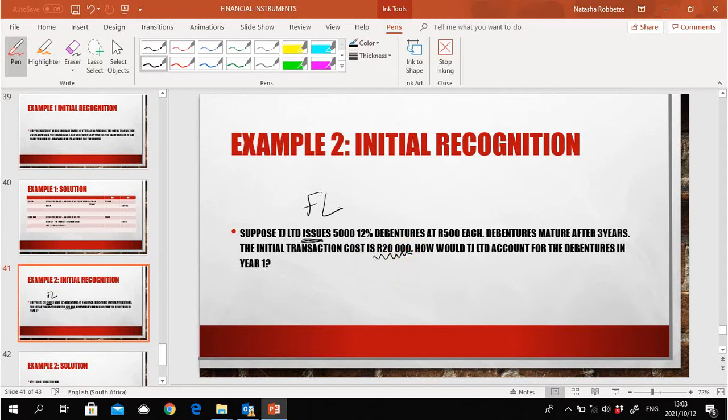So what is the default treatment of a financial liability? There's two. There's amortized cost, so that's the default. And then there is, if it's held for sale, fair value through profit or loss. But here they don't say it's held for sale, so it must be the default method. So we must use amortized cost.